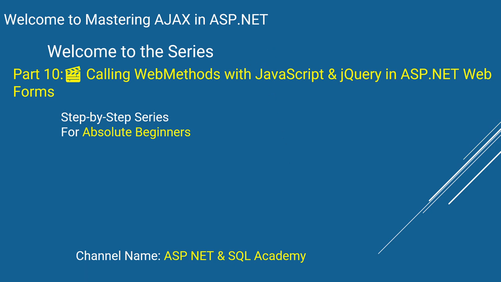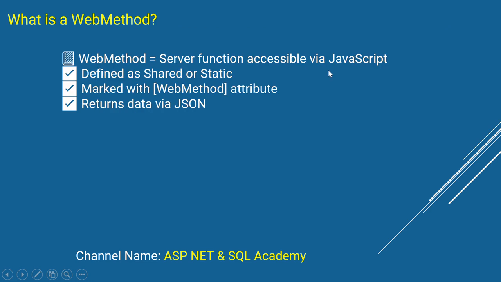In this video, you will learn how to call server-side web methods using JavaScript and jQuery for smooth asynchronous AJAX functionality. A web method is a server-side function that can be invoked directly from JavaScript using AJAX. It is defined as static or shared and must be decorated with the WebMethod attribute.